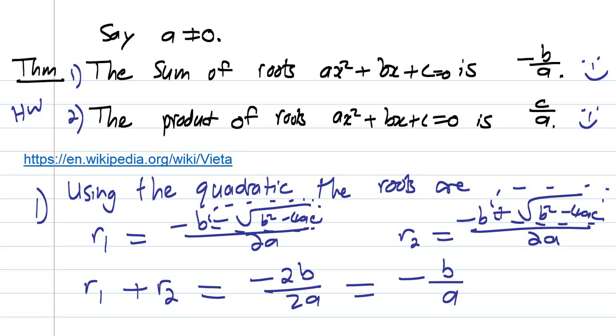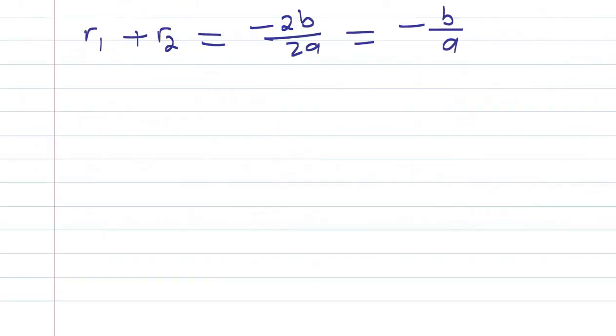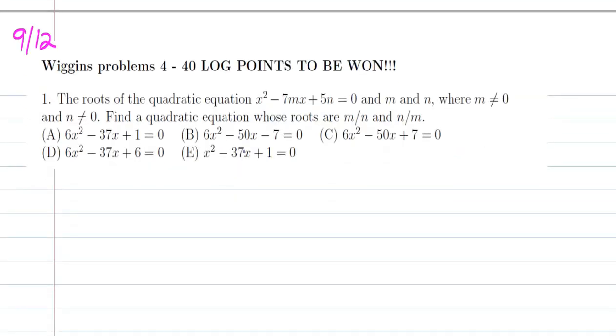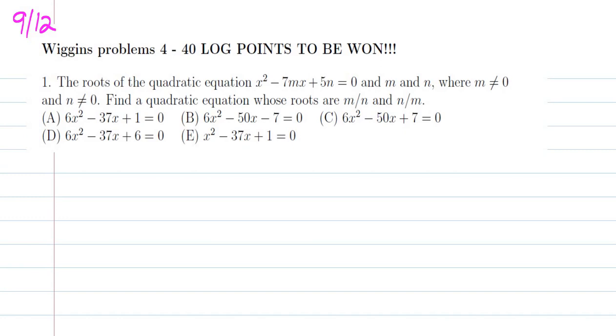Alright, so let's see an Olympiad problem where that makes an appearance. Again, surprisingly, 12 students tried this problem and 9 got it right. So the roots of this quadratic equation are m and n. And they tell us that m is not 0 and n is not 0. And you want to find a quadratic equation whose roots are m over n and n over m. Alright, so we're dealing here with two quadratics. So if we start with this quadratic, x squared minus 7mx plus 5n is equal to 0.